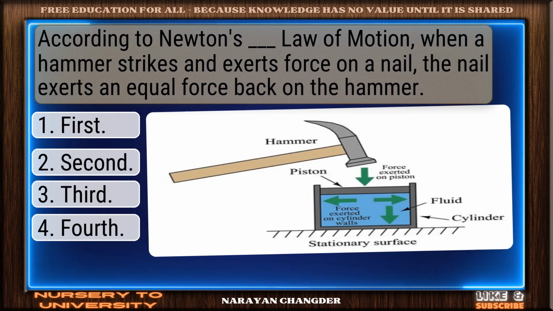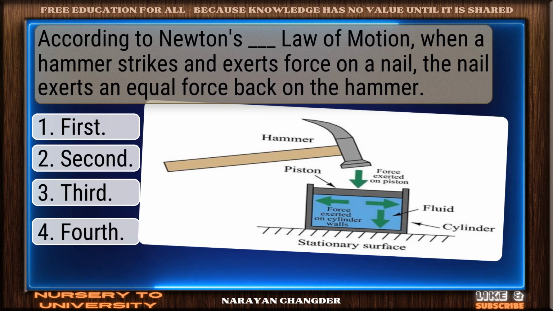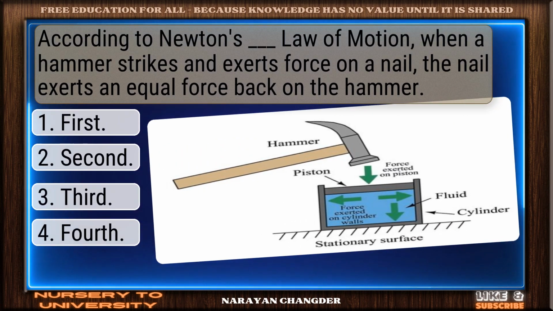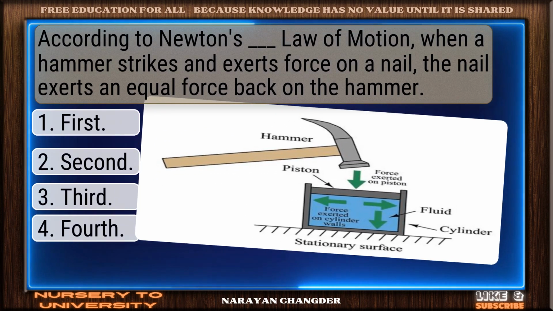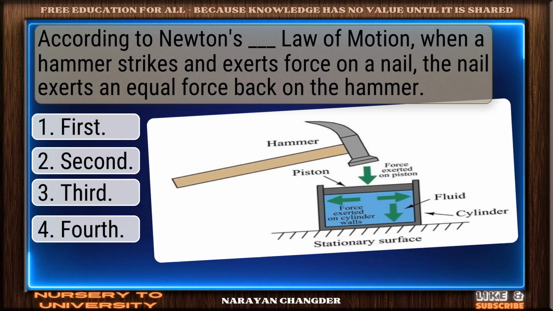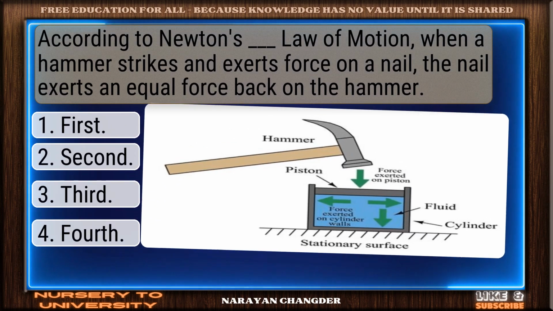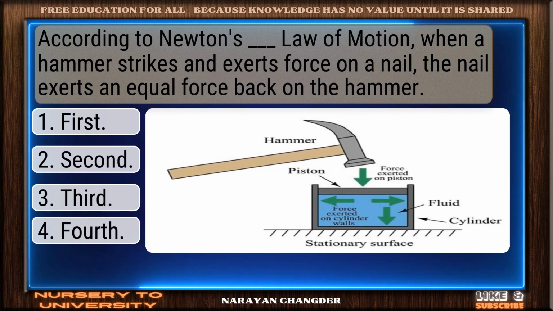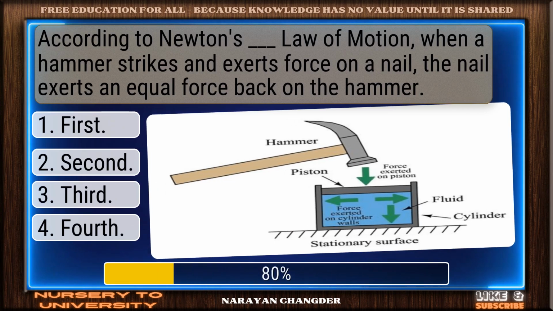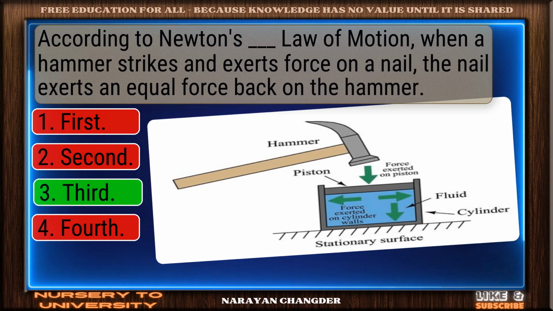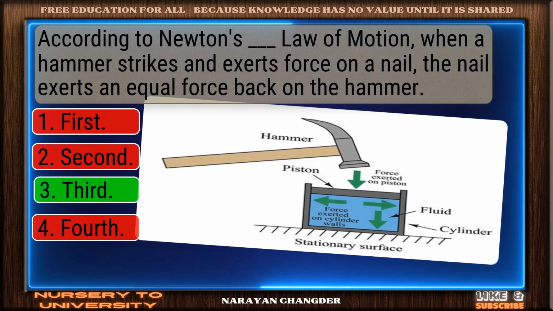Question number 54. According to Newton's dash law of motion, when a hammer strikes and exerts force on a nail, the nail exerts an equal force back on the hammer. Well reasoned. Third is the correct choice.